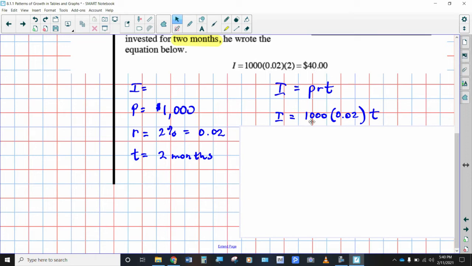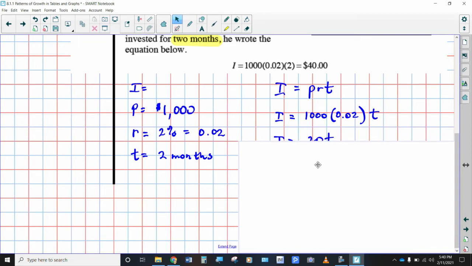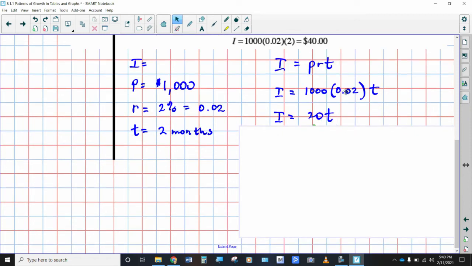But I like to do it this way. I like to say, all right, let's keep this in the form of a proportional type of equation where we know that $1,000 is the principal and the interest rate is 2%. If I figure out how much that is, what is 2% of 1,000? That is going to tell me how much money I'm going to make in interest every single month.